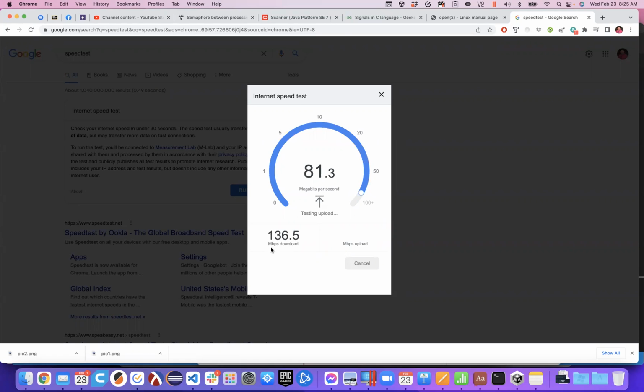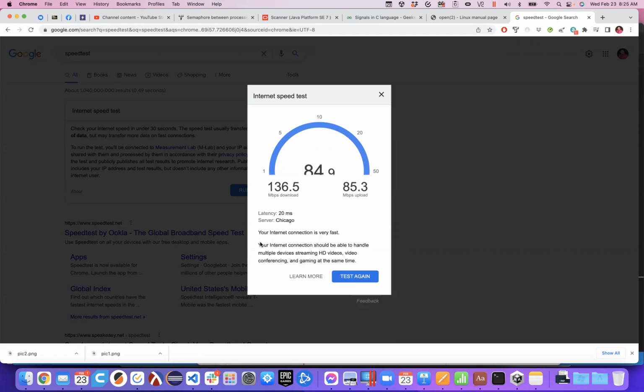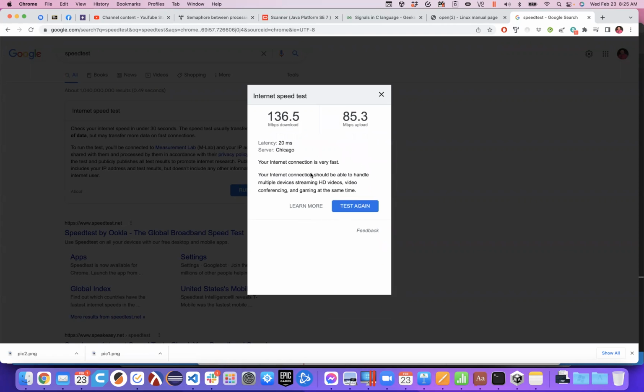And I'm getting 136 megabits per second down, and it looks like 85 megabits per second up. And that's connecting to a server in Chicago. So if we want to see some of the numbers we've looked at before, my latency is 20 milliseconds. That's the turnaround time when I hit the server in Chicago and the signal comes back. So, relatively quick.